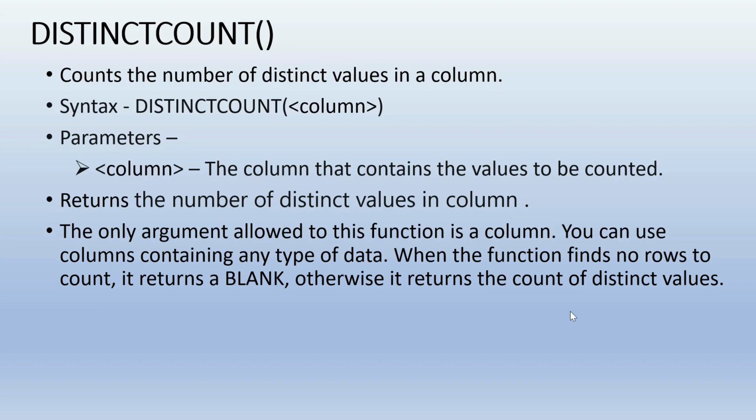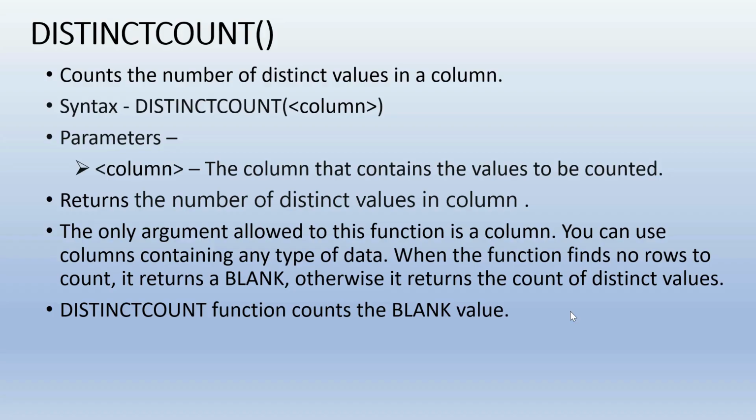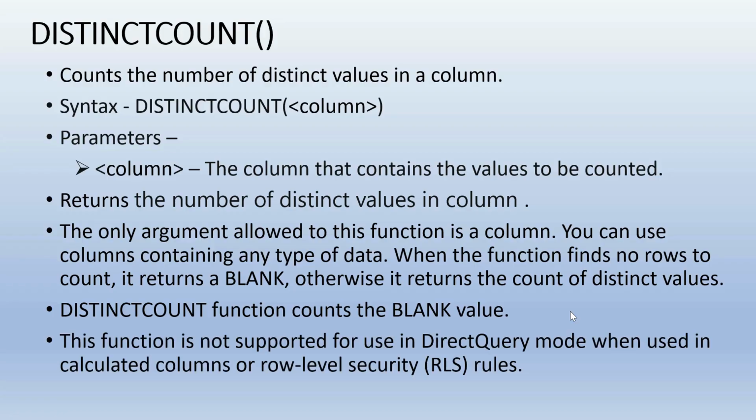The only argument allowed to this function is a column. You can use columns containing any type of data, which means any kind of data type is supported. If there are no rows to count, it returns blank. Otherwise, it will return the number of distinct or unique values. It also counts the blank value, so blank is considered as always the same. It is not supported for use in DQ mode, when we are using it in calculated columns or RLS rules.